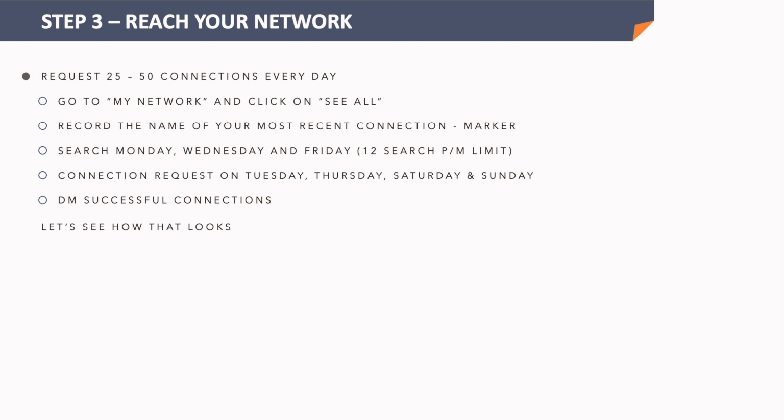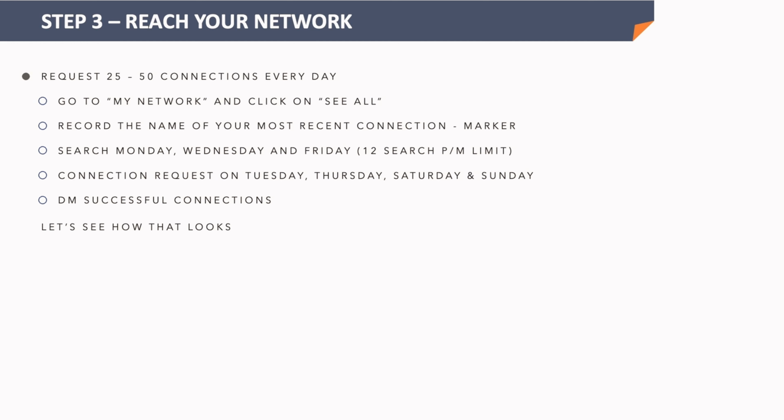So the way in which you schedule your diary is the following. You want to do group searches on Monday, Wednesday, and Friday. Just keep in mind that you have 12 group searches per month. So we're measuring quality over quantity in this sense. Then we want to send out individual connection requests on Tuesday, Thursday, Saturday, and Sunday.